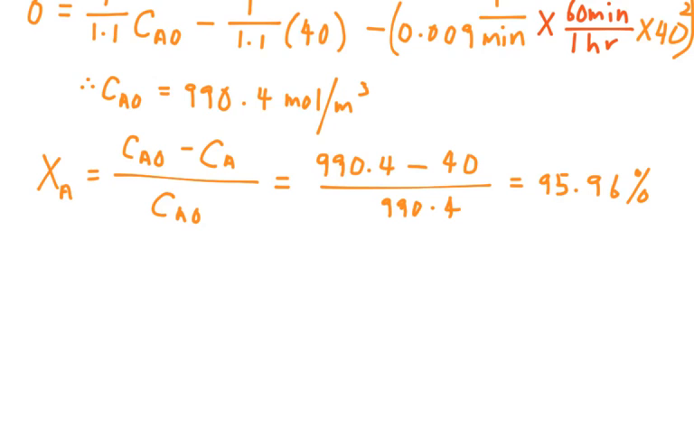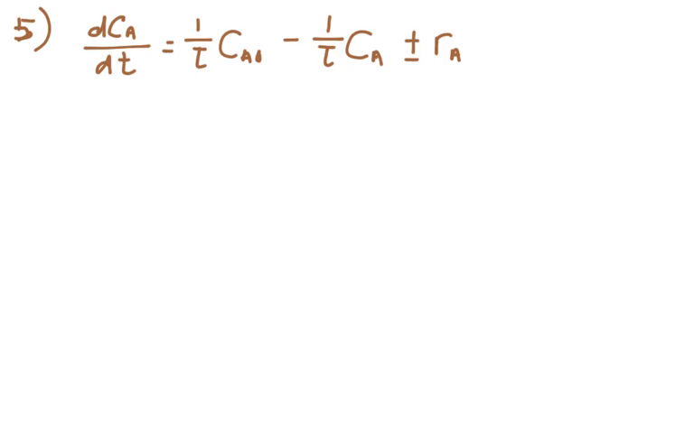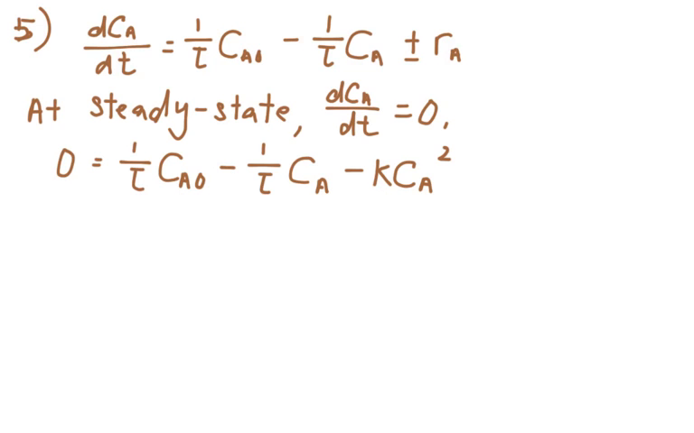Now this is not the only way that you can solve this problem. So I'm going to show you another way in the next slide. For this second method, you will still need to use your basic mass balance equation with proper assumptions of steady state. So then, you will derive the following equation.